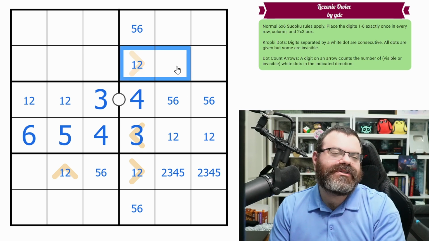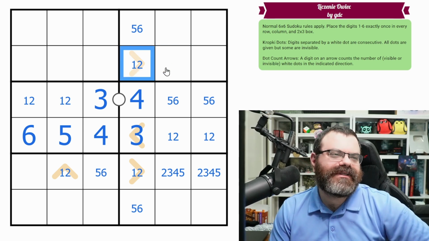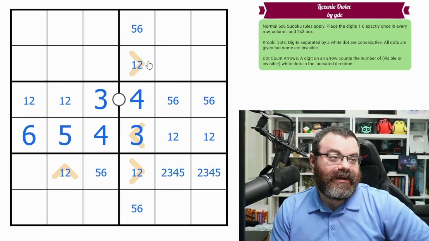I could do 1, 2 here. So these don't have to be consecutive, because I could make these consecutive with this being 1, 2. Darn. Okay. So this didn't help me. What is going to help me?